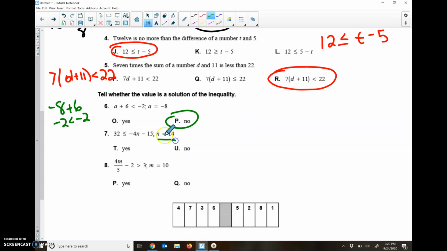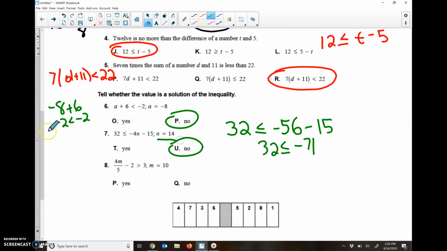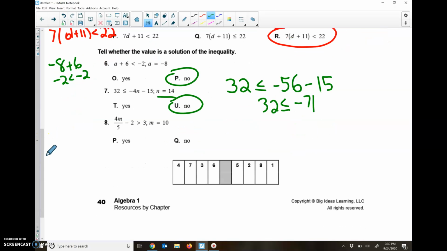Here, they think n is 14. So 32. And then 14 times negative 4 is a negative 56. Minus 15. So then I got 32 is less than or equal to negative 71. That's definitely not true. 32 is not less than a negative number. So another no there.